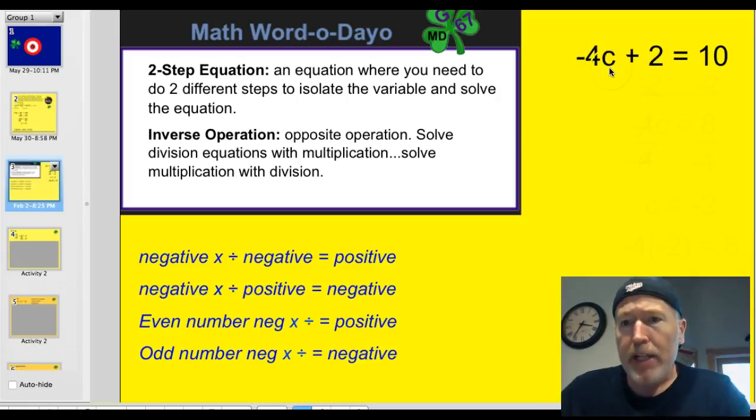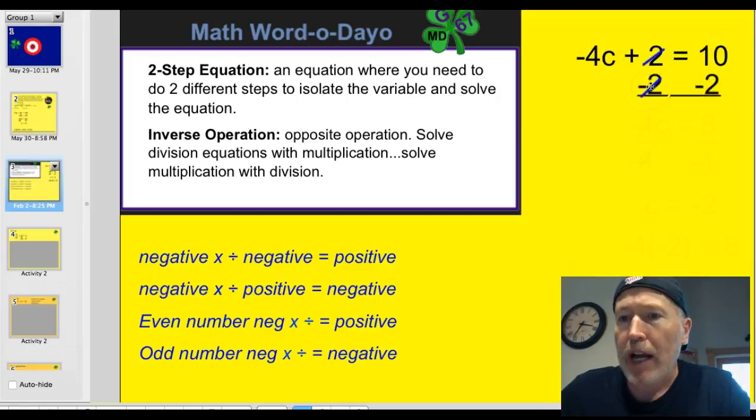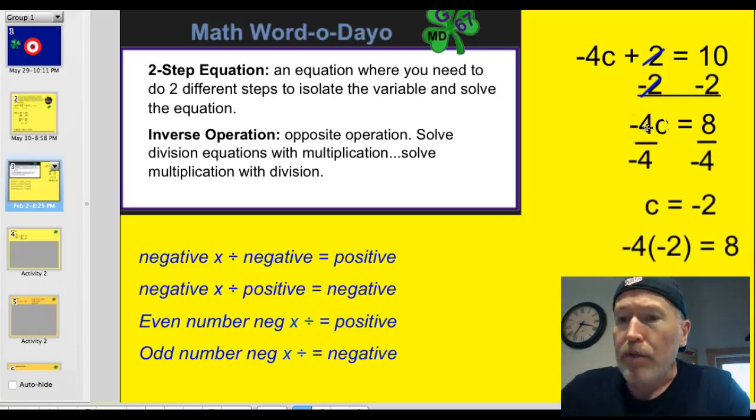All right, so let's take a look at the second problem of the night. We have minus 4c plus 2 equals 10. Again, our goal, get c by itself. Let's first get rid of this 2. So we're going to go ahead and subtract 2 from both sides. Our 2s on this side cancel off, leaving us with minus 4c equals 8. Now we have a one-step equation. It's a multiplication equation, so we will solve it by dividing. We'll divide both sides by that negative 4.